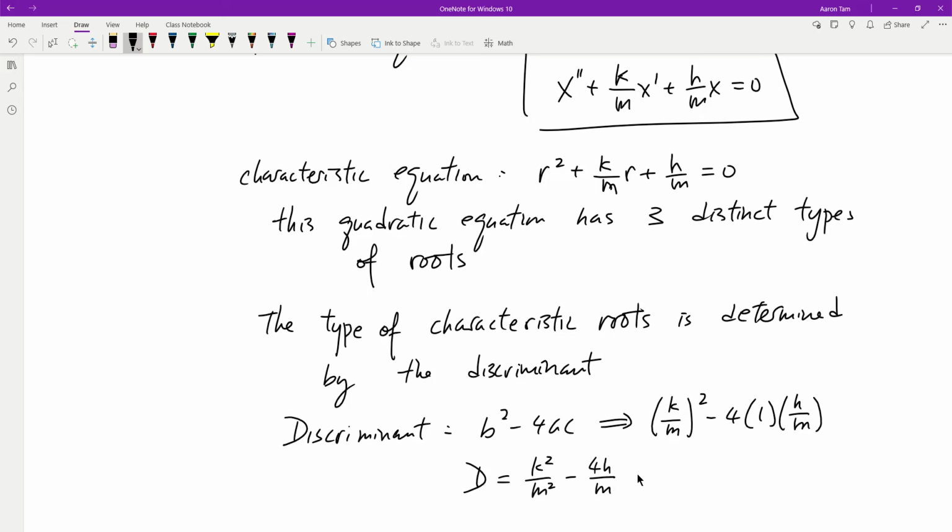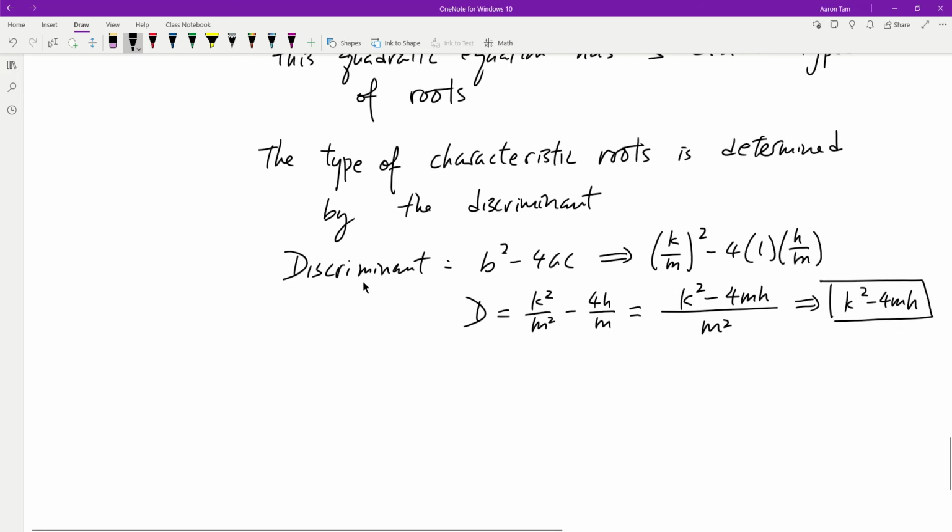If I want to take a step further, I can combine them with the same denominator, and the numerator becomes k squared minus 4mh. Notice that the m squared on the bottom is always positive. So technically the sign of the discriminant is determined by k squared minus 4mh. That is what we're going to use to examine what's going to happen.